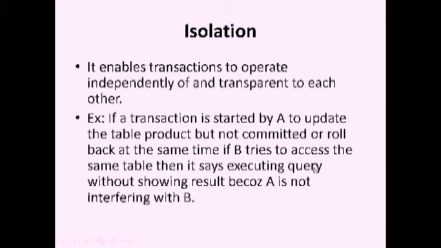While A is trying to update, the transaction is not completed yet; A has not given a commit or a rollback. At the same time, if B tries to access the same table, it will not show any result. The result will not be displayed, but it will show that the query is still executing. In that way, A will not interfere with B. That is isolation: they operate independently and transparent to each other.